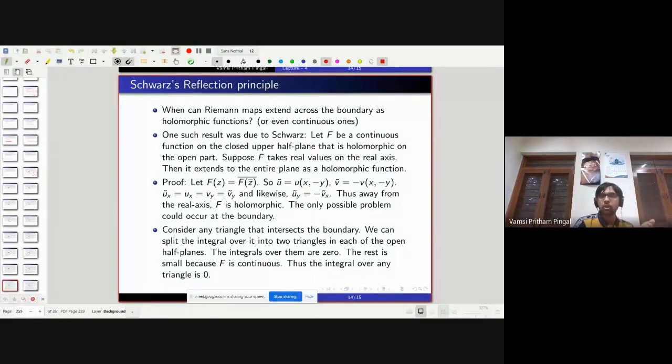Why do you care about it? Because it tells you, suppose you have some nice kind of domains. What kinds of domains I won't tell you, but for certain kinds of domains, if you give me the Riemann map, I can extend it across the boundary. I can give you a map that is defined on a slightly larger open set. That's why.